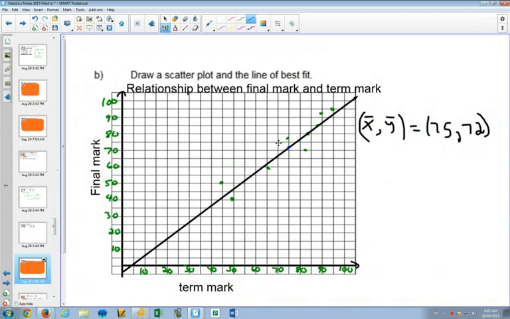So here's a scatter plot. Again, there's a title on my graph, relationship between final mark and term mark. Final mark goes on the y-axis, term mark goes on the x-axis. Our mean value was 75, 72, so I've got that listed in there. And then I drew a line where most of the values, some of them were above and some of them were below the line.